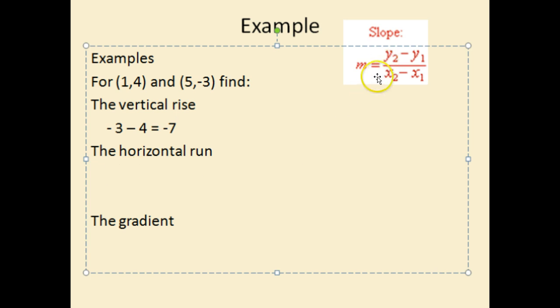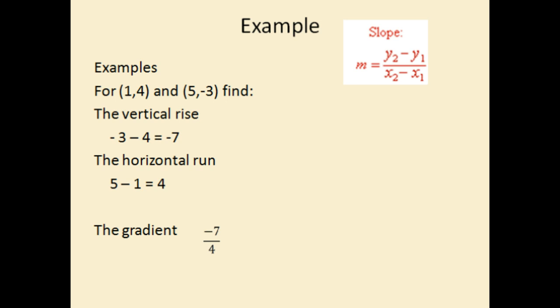Now let's look at the horizontal run, so that's comparing the x's. So we have 5 minus 1, so x2 minus x1, and that gives us 4. And this gives us the gradient of minus 7 over 4. It's a bit of an ugly one to start with, but as you can see it works for any of the coordinates that we're looking at.